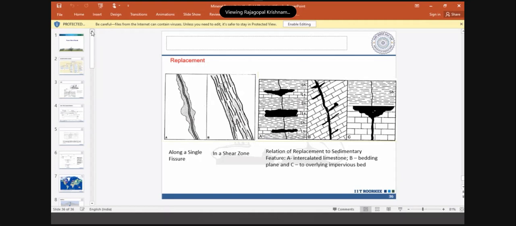So where is our representative? Raghav? Yes, sir. Can you please summarize what we have seen today before ending the class? Sir, we saw how veins are formed and different deposits can be found in various states of the country. Very good.